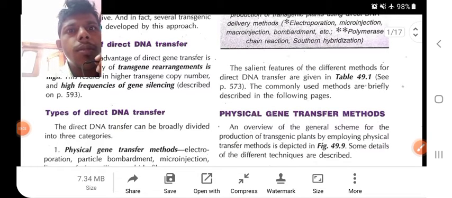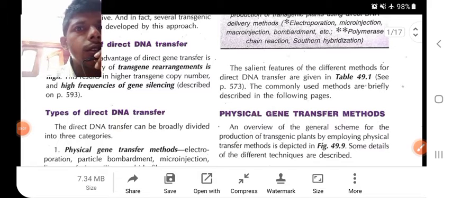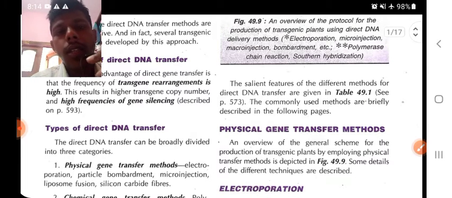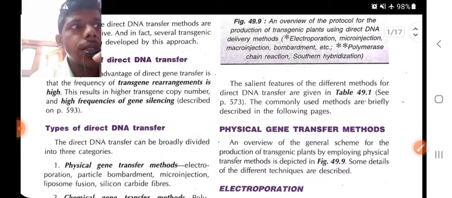So this video lecture is for biotechnology fifth semester, and the name of the topic that I will try to discuss today is direct or vectorless method of gene transfer. Now, this has been given in your recombinant DNA technology syllabus. So let's get started.